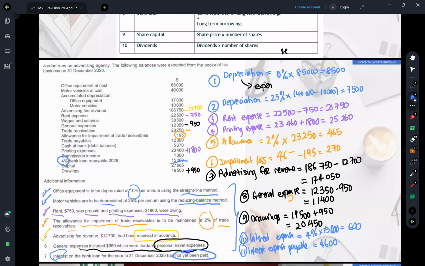So I finished both topics today. The first part was double entry, chapter 4, and this is chapter 5, financial statements. These two topics are very common, usually tested for exams and even WA.